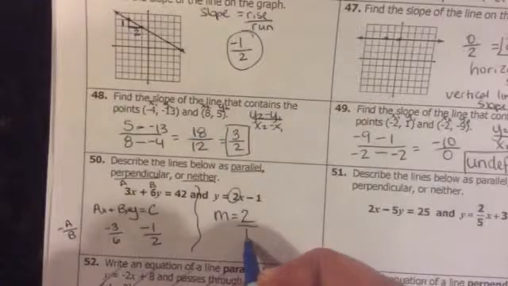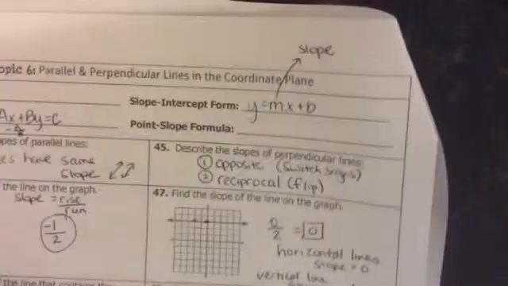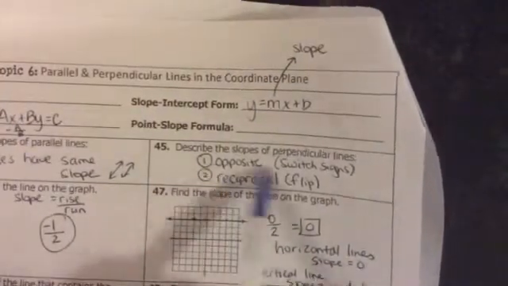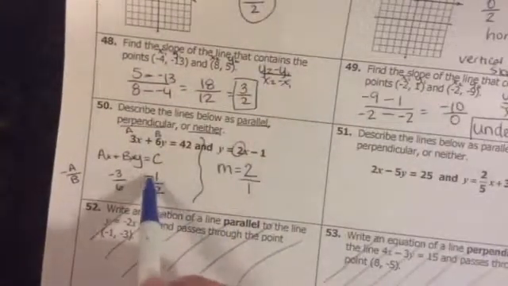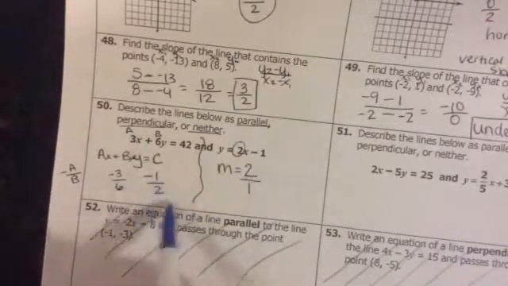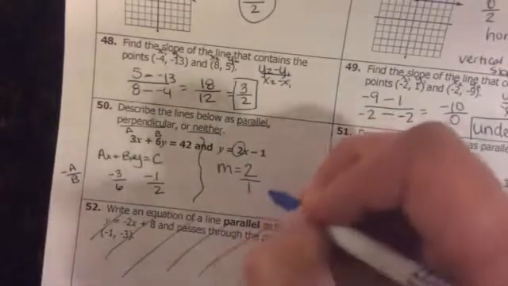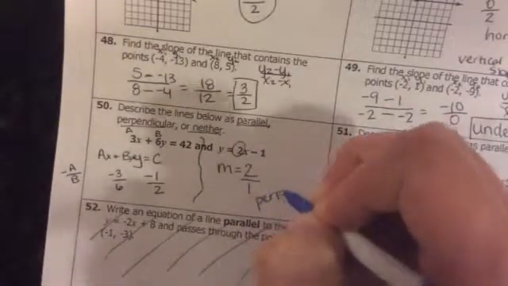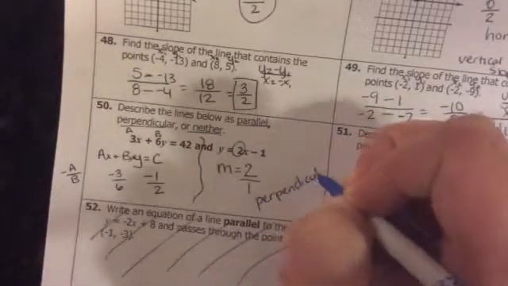What do we say about perpendicular lines? That they're the opposite signs and they're reciprocals of each other, or they're flipped. So let's check out our rules here. Opposite signs, yes. Negative, positive. And are they flipped? Yes, 1 over 2, 2 over 1. We would call those perpendicular.